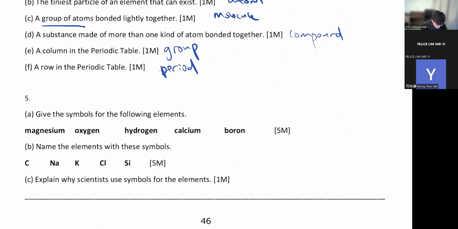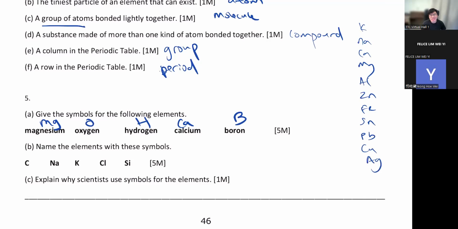Number 5, symbol for the following elements. Okay, next year when you go chemistry, you are not allowed to write magnesium anymore. You must write Mg. Oxygen is O, hydrogen is H, calcium is Ca, boron is B. You'll be memorizing this list next year.